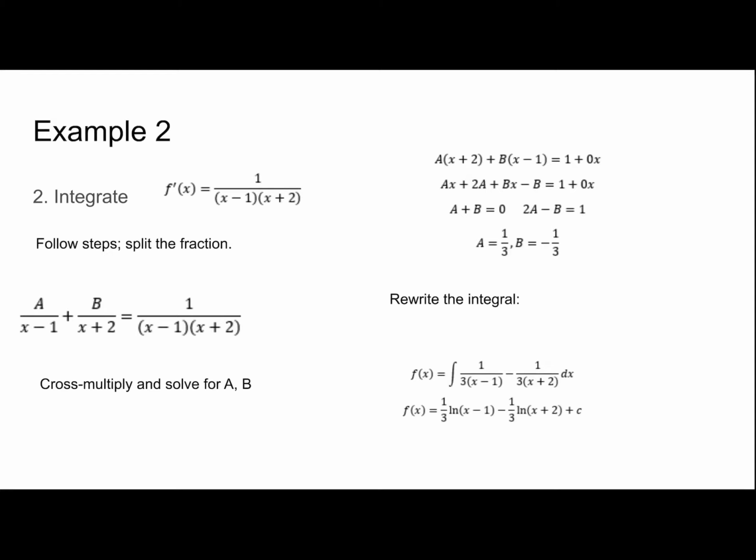Okay, so now we can just once again apply our basic ln rules here. So we can just say our f of x equals 1/3 of ln of (x minus 1) minus 1/3 of ln of (x plus 2), and we're going to add the constant of integration at the end.